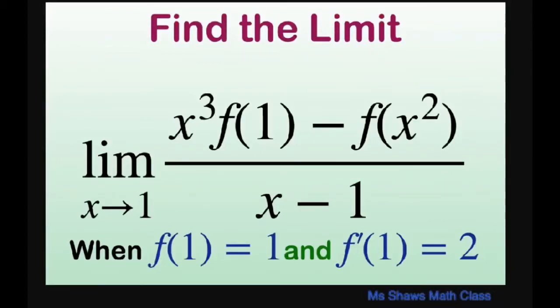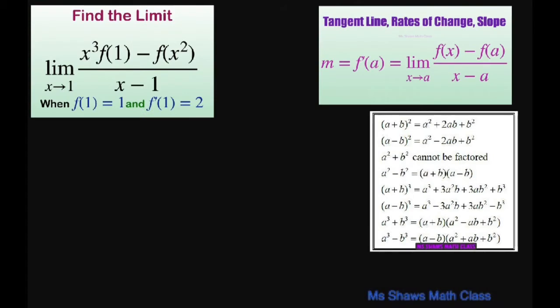Everyone, we're going to find the limit as x approaches 1 of x cubed times f of 1 minus f of x squared, divided by x minus 1. And this is when f of 1 equals 1 and f prime of 1 equals 2. So basically what we're doing is looking at this formula here to help us find the limit.